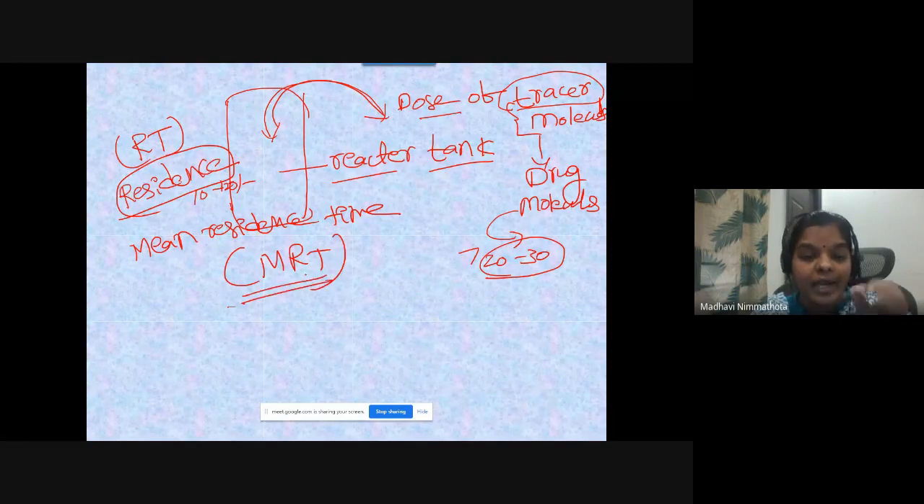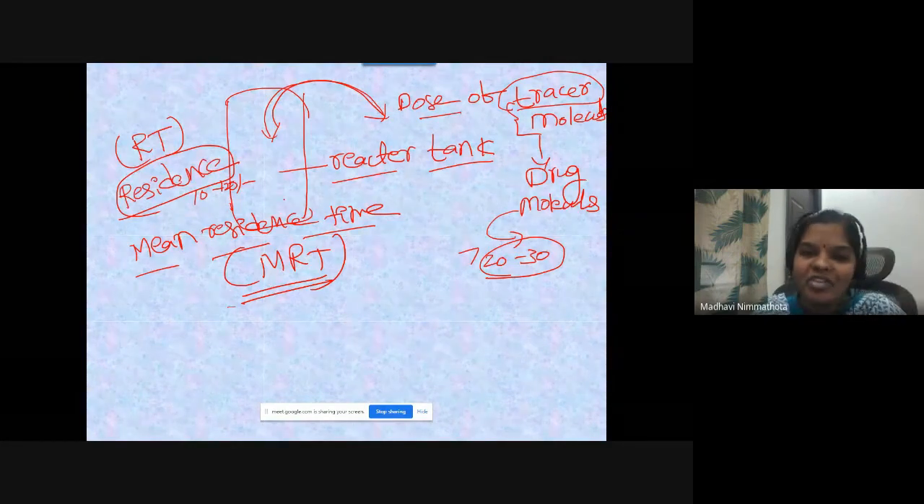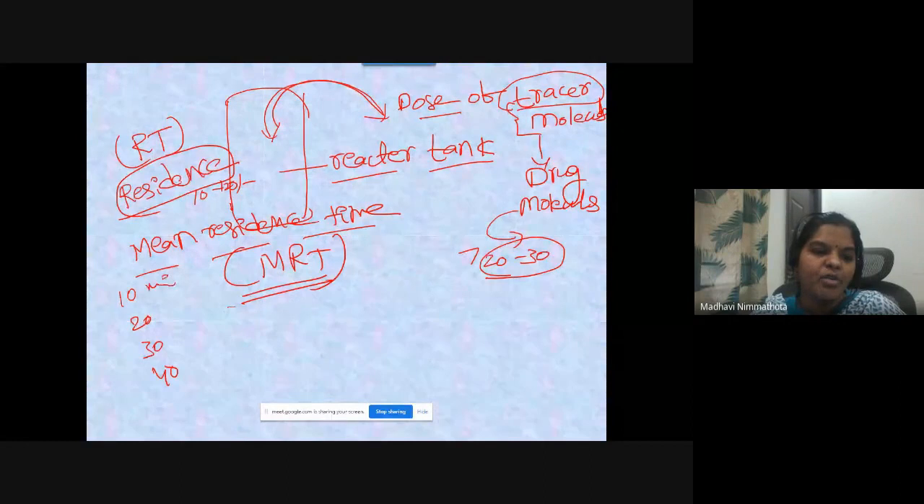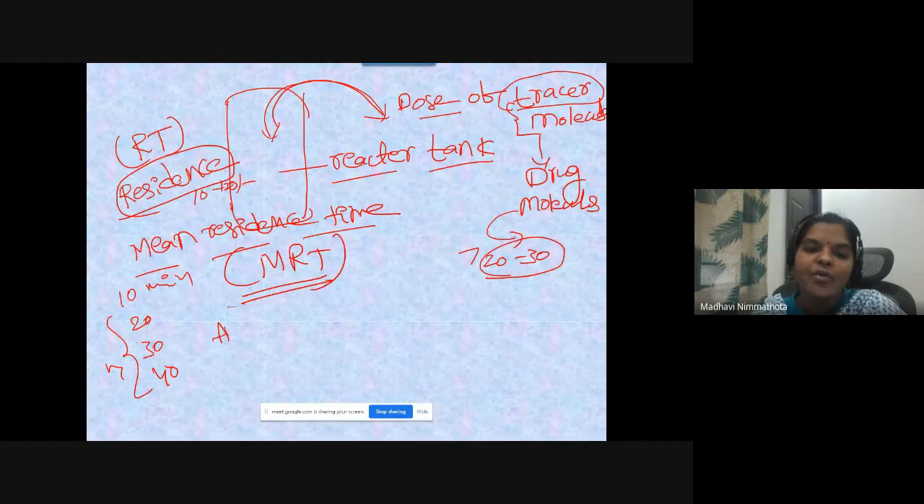In this lesson, the mean residence time, that is MRT, you are going to calculate. This MRT gives you the average time the particles spent in this reactor tank. Your particles may number more than 10 or 20 or 30, so you can take the average, and that is called mean residence time. Suppose 10, 20, 30, 40 minutes are the timings for four different particles. You need to calculate the average time first.